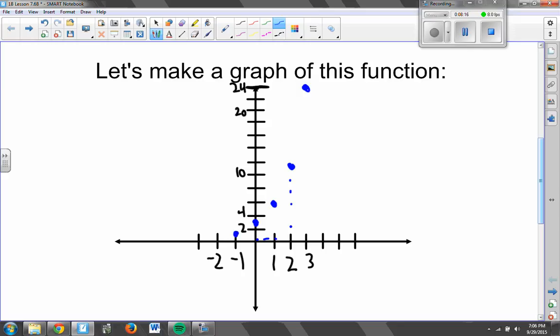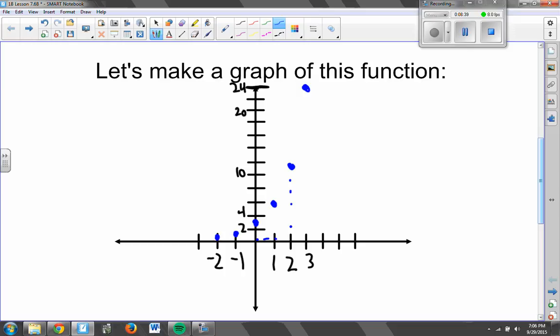Yeah? And then when my x value was negative 2, my y value was 3 over 4, which should be even lower, like below a positive 1. So I'm going to go almost down on that x-axis right there. Okay? So those 5 points are what I have in my table.